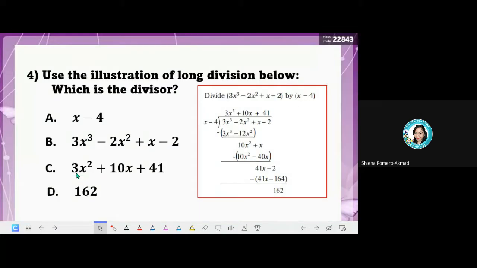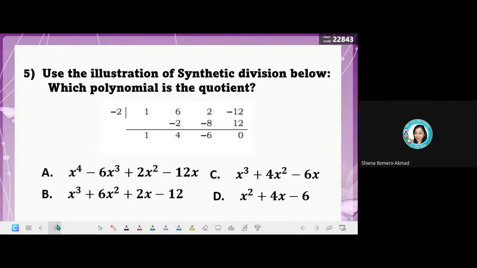So let us try answering this. Ito naman, meron na siyang solution dito. Makikita niyo may solution na siya. And ang hanapin lang natin, ang i-identify lang natin is the divisor. What will be our answer? A, B, C, or D? Okay, the answer is letter A. Okay, ito yung divisor, yung nasa labas. Sabi nga dyan, nasa labas ng bahay.